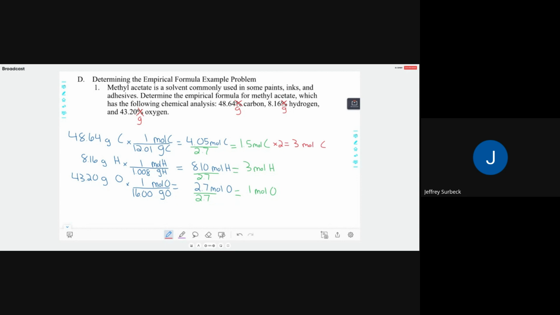This is where we have to think like algebra. What we do to one thing, we have to do to everything. So 3 times 2 gets us 6 moles of hydrogen. And 1 times 2 is our 2 moles of oxygen. Now, our last part, which I'm going to write on top in pink, is just writing down our empirical formula.